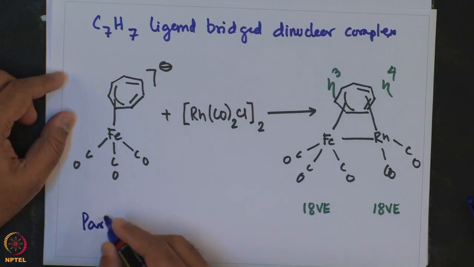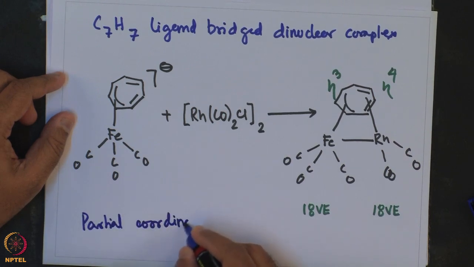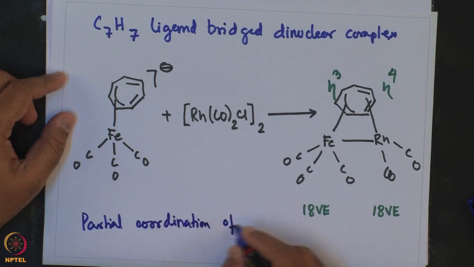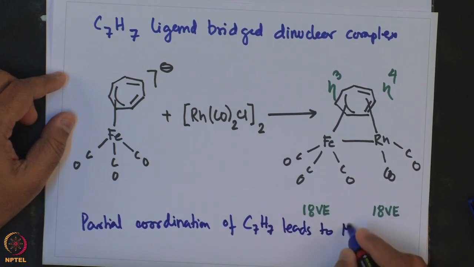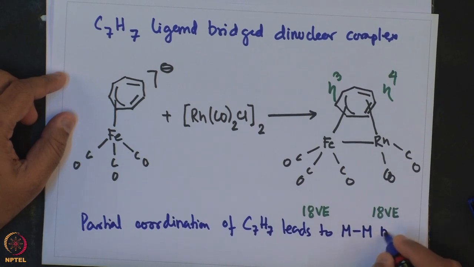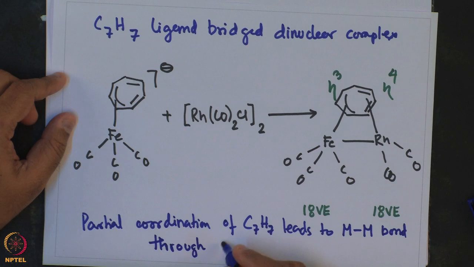This is a very interesting example where the bridging ability of the C7H7 ligand has been observed. So, partial coordination of C7H7 leads to a metal-metal bond through ligand bridging.